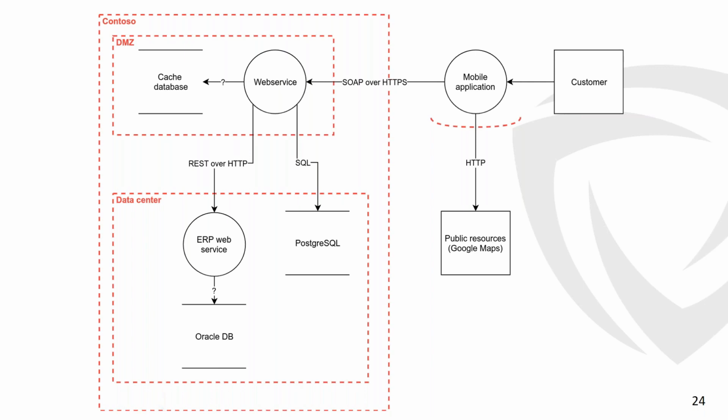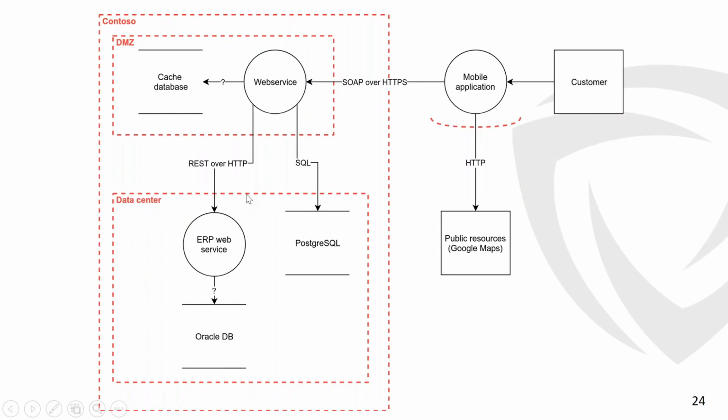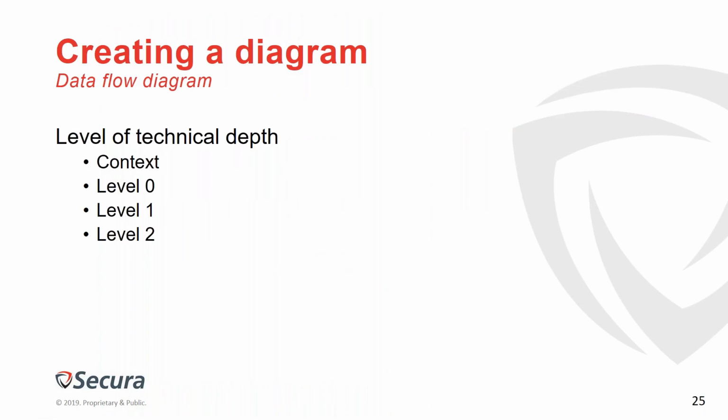technical attacks as well. So as an example, the level zero diagram of our same environment would look something like this. The environment has been split out more. You get more technical details in there. For example, in our regular customer data store, you have our ERP web service that is actually being queried with an Oracle database in the back end. So instead of the generic terms, you use the more technical terms. All right, I hope this still makes some sense.